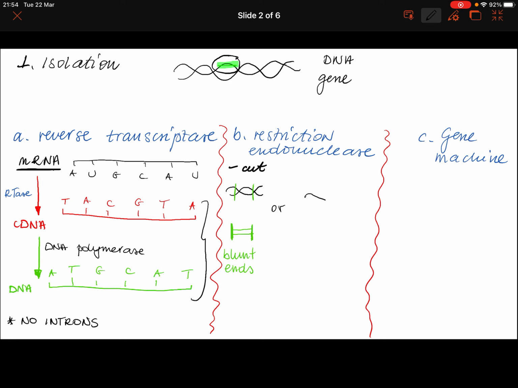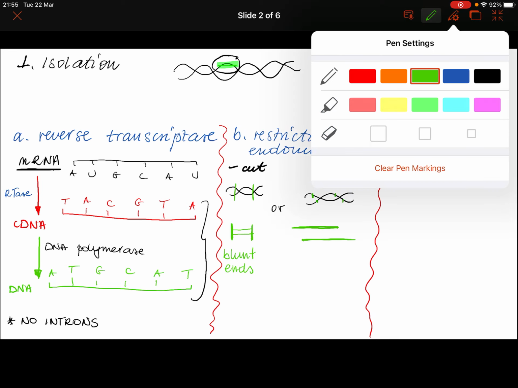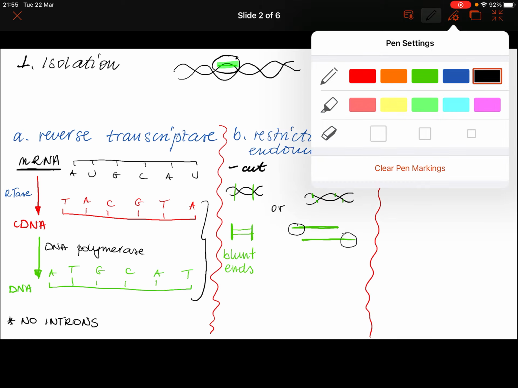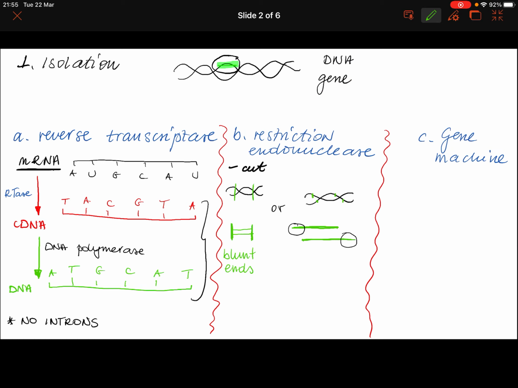Or I could cut that DNA, which is the more common process, at different positions here, not straight, and at the end I'm achieving a section of DNA like this. So as we can see, we have here exposed bases. Those are exposed bases, those are exposed bases. And that way of cutting DNA gives us the product which we would call sticky ends.